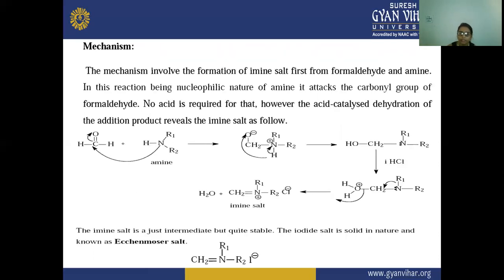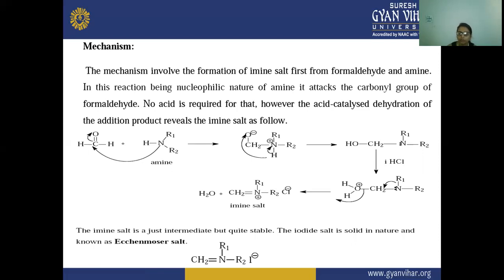So the mechanism involves the formation of an iminium salt from formaldehyde and amines. In this reaction, there is a nucleophilic nature of the amine. It attacks the carbonyl group of formaldehyde, so no acid is required here. This reaction is acid-base catalyzed, dehydration, and the addition product reveals the iminium salt as follows. So here there is a formation of this iminium salt from the reaction of this aldehyde and this amine. The iminium salt is just an intermediate but quite stable.